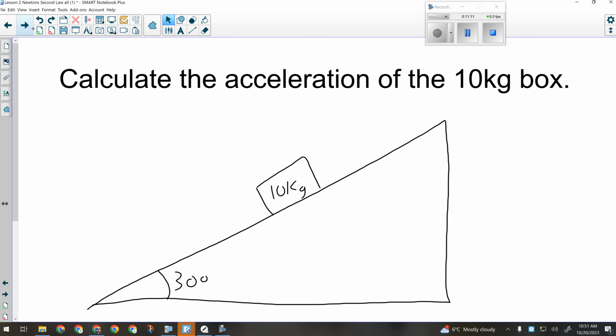Okay, I'd like you to write this one down, okay, and draw the picture. We're going to calculate the acceleration of this box. We're going to assume this ramp is frictionless for now, just because that's easier for starting.